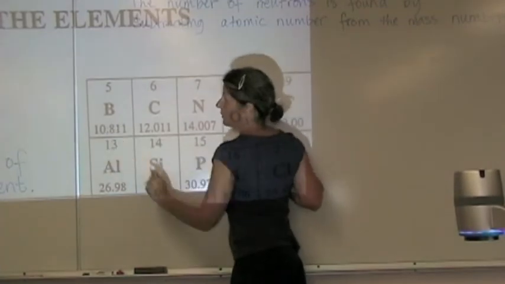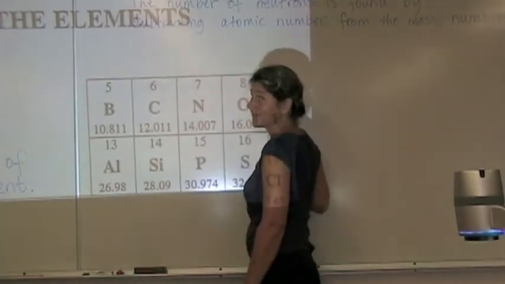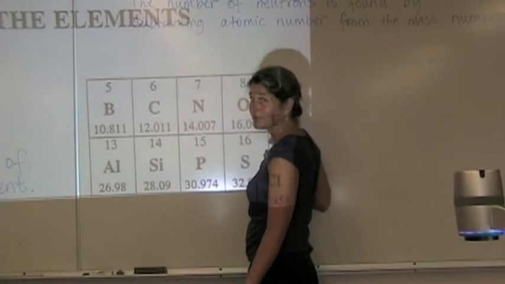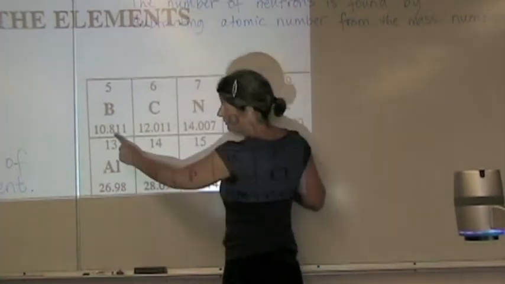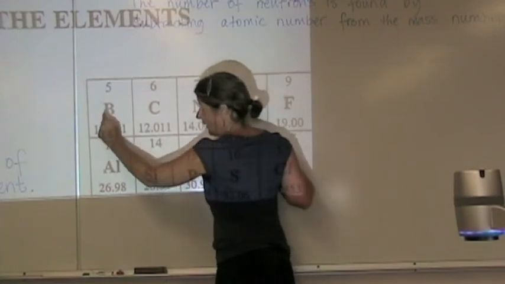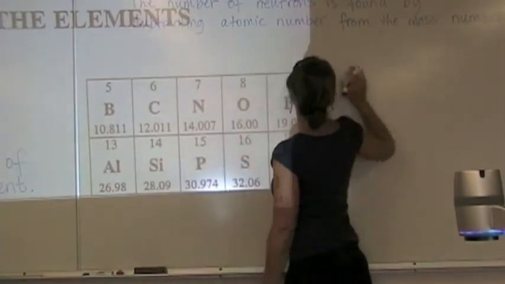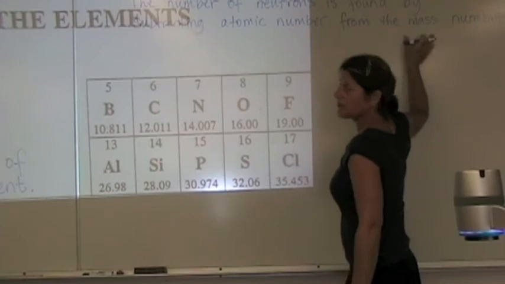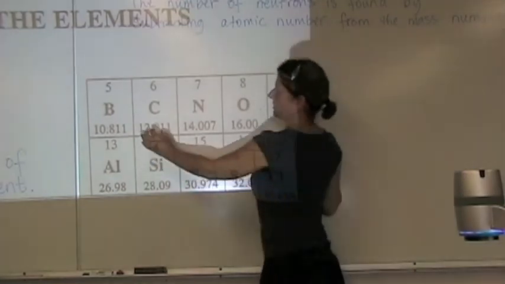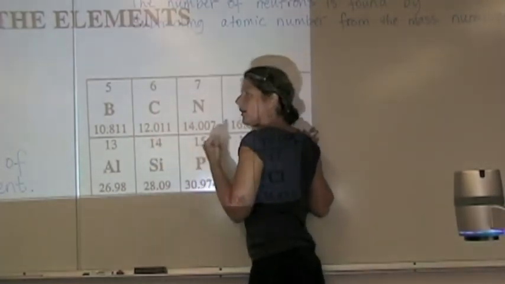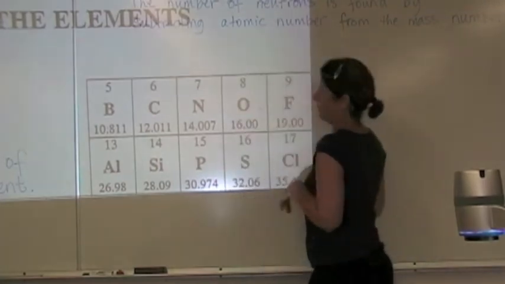The mass number for boron, is it 10 or is it 11? I hope that you know that it's 11, and that you're going to round up to the next whole number. So mass number is a whole number. We take the atomic mass and we round that number, and that gives us the mass number.